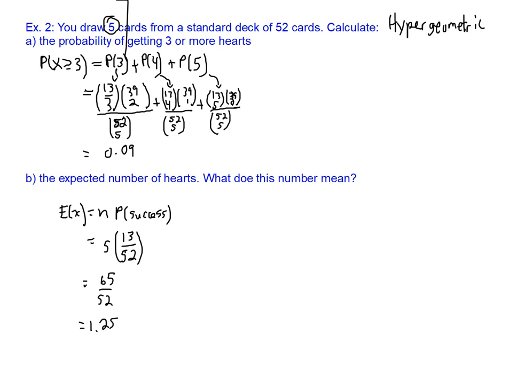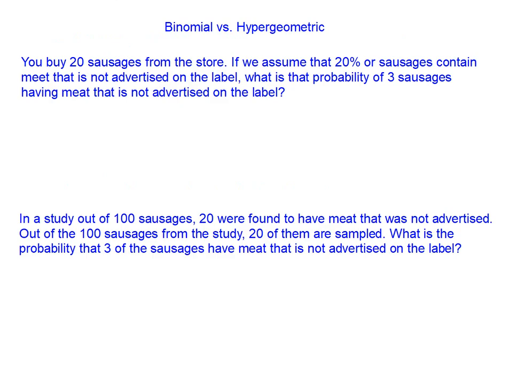For a hypergeometric distribution, we're often drawing a certain number of items that we want and a certain number of items that we don't want, without replacement. And again, the trials are dependent for hypergeometric. I want to show you two examples that are very similar, and if you don't read them carefully, could lead to some trouble. The first example is that you buy 20 sausages from a store.